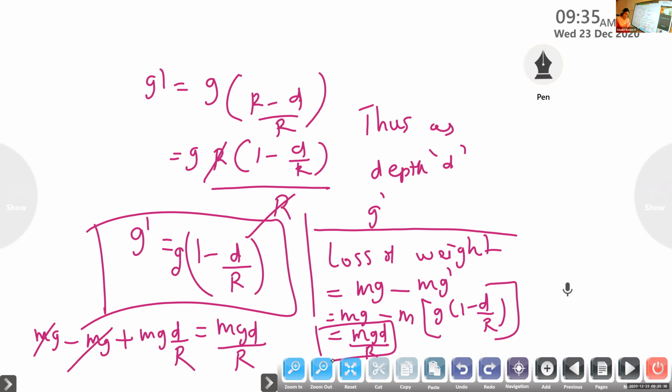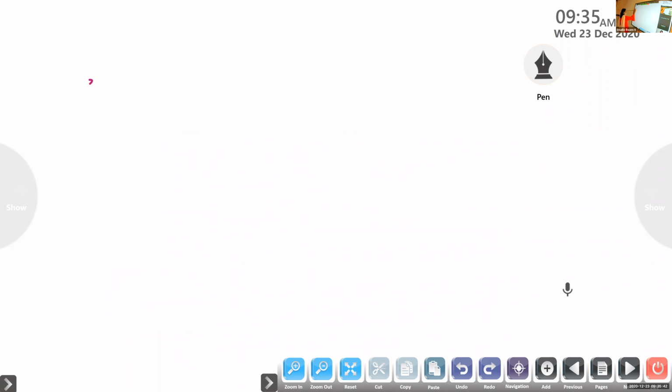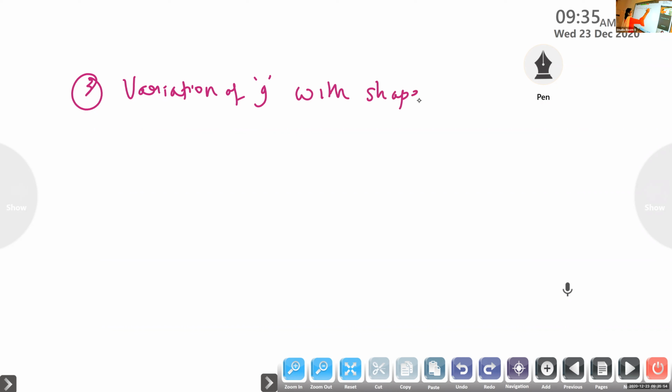Okay, so write down. Third case: variation of G with the shape of earth.